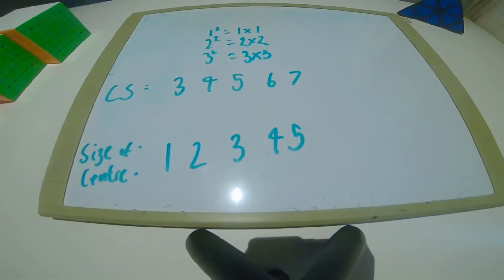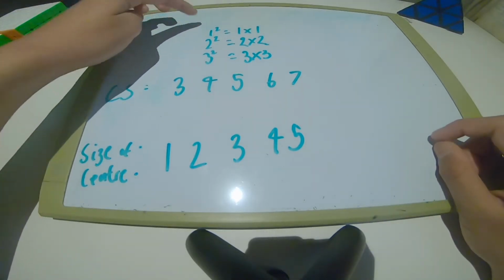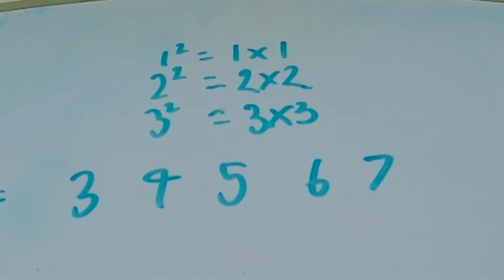Now before we go on, I just need to introduce a bit of notation. A number with a little 2 on the top, this 2 means to square the number.